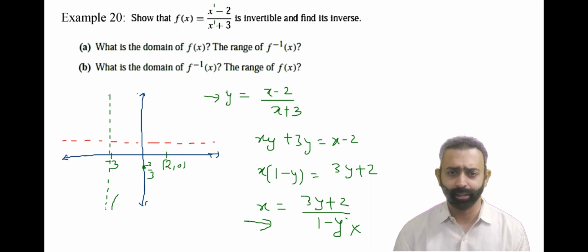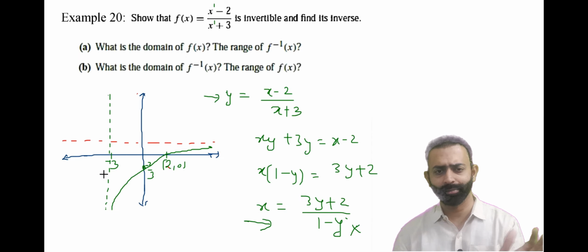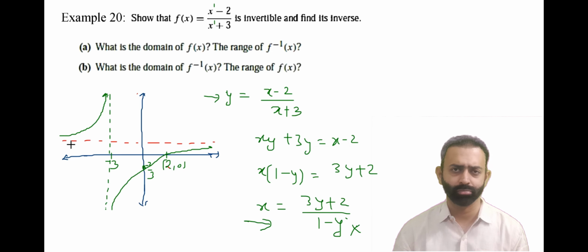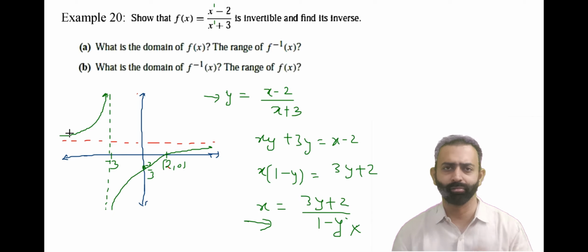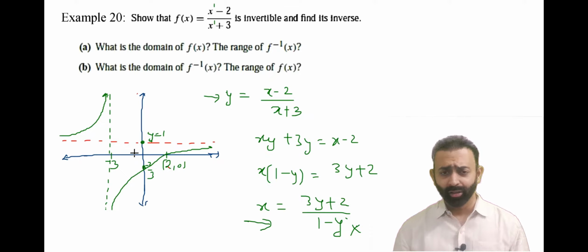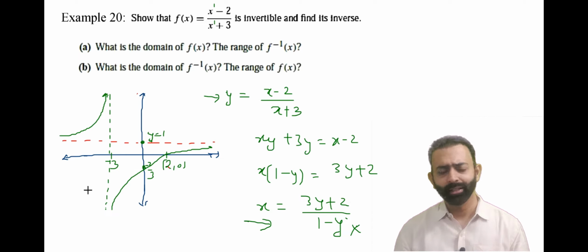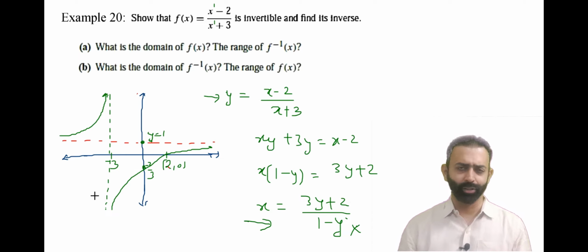So the graph is something like this. For x greater than minus 3, it will approach y equal to 1 and grow like this. And for x less than minus 3, it will approach 1 also, but from above, meaning the values are greater than 1. Okay, so this is the basic sketch of the given function, and now using the horizontal line test, we can clearly see that the function is invertible. This is 1 to 1.